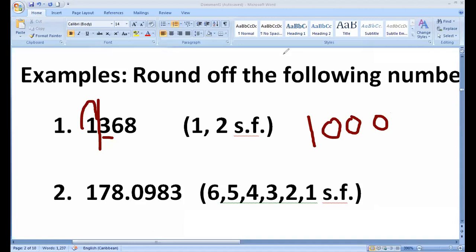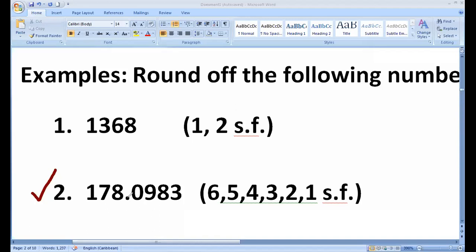All right, let us look at question number 2. What is the difference between question number 1 and question number 2? One has a point. Right, one is a decimal fraction and one is a whole number, not true? Now, if I say round off to the nearest significant figure, where would I start for number 2? At where the decimal point is. All right. Why do you say that? Because we already have a decimal point.